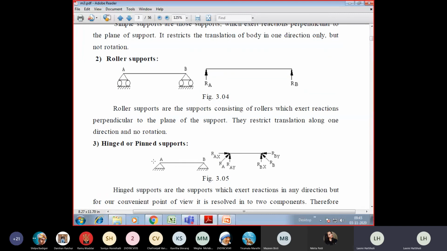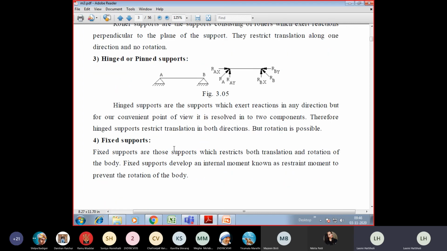Next, hinged support: two reactions at each support. One is RAX and the other RAY, or maybe you have taken RAH and RAV. That is, the reaction at A horizontal and the reaction at A vertical. So definitely you will get two reactions. Hinged support is also called pinned support.